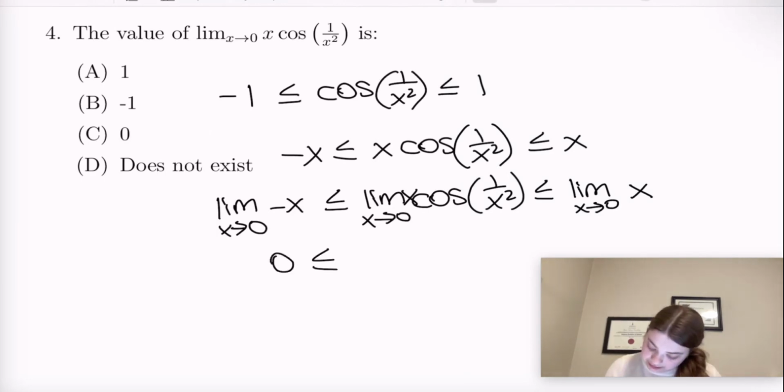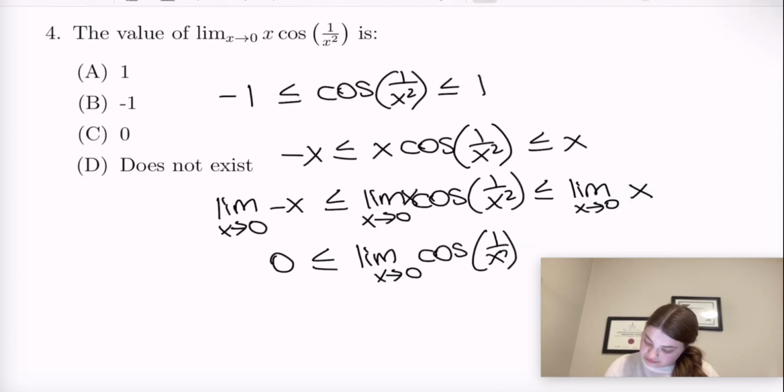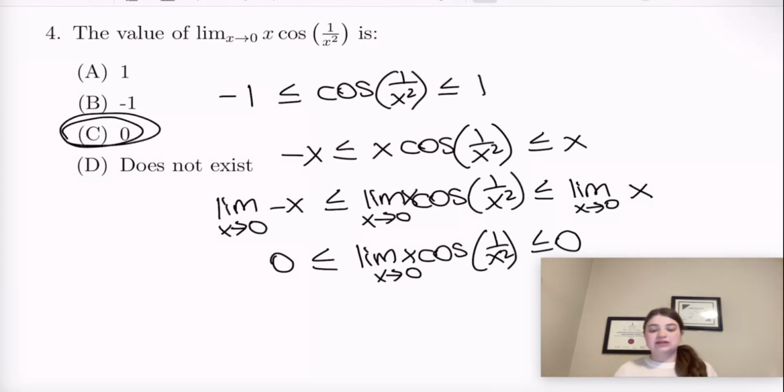And so therefore, this is squeezed between 0 and 0. And so therefore it must be 0, right? If this limit is less than or equal to 0 and greater than or equal to 0, well, the only option is it must be exactly 0. And so C is our answer here.